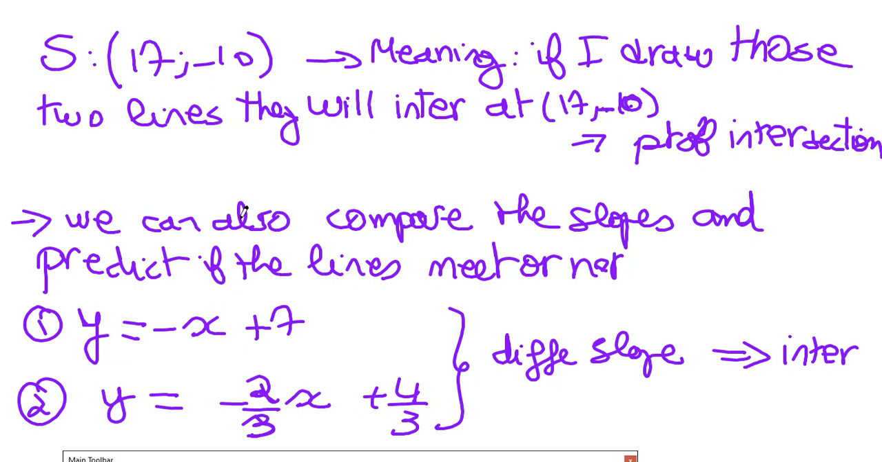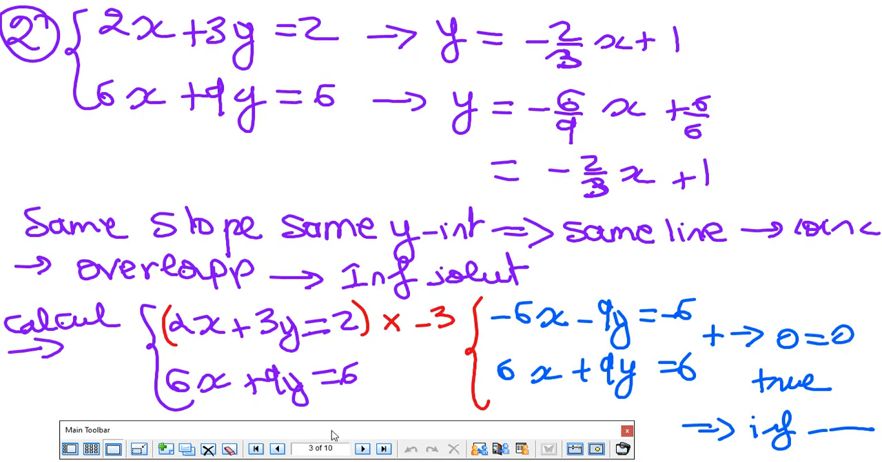So if you solve the system and you didn't get one solution, it means there is something wrong with your work. You need to double check your calculation. Let's move to another example.